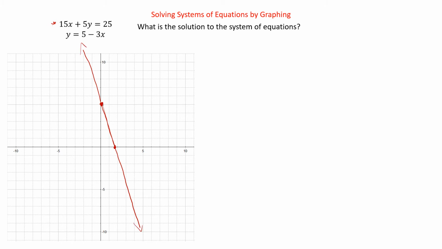And now the blue one, we're going to start out at 5. Oh, hey, look, that's where they intersect. Then we're going to go down 3 over 1. Oh, and they intersect there. Down 3 over 1, and they intersect there. And so these two have infinitely many solutions.